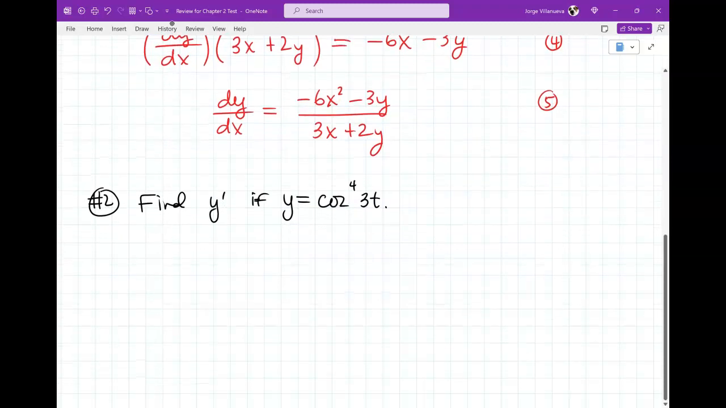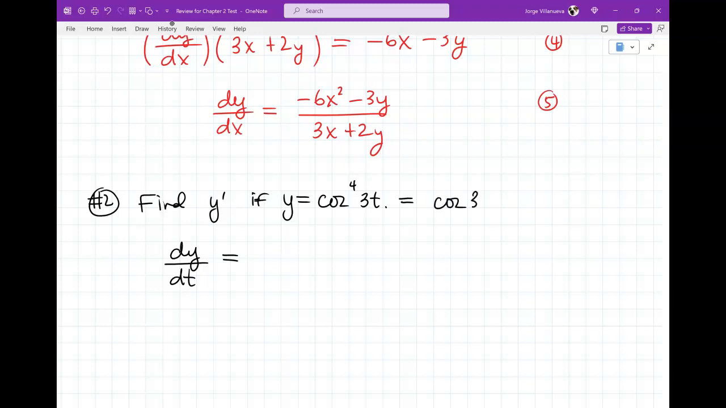So y prime means the derivative of y, right? So I'm going to do dy dt because there's no x, right? Normally I do dx if it was in terms of x, but this is in terms of t. So it's going to be dy dt. All right. Cosine to the fourth of 3t. If you want to write it out differently, you can also write it like this: cosine of 3t to the fourth power. You don't have to do that, but I'm just trying to make it a little more obvious that you have a power on the outside. That's the overarching function, is your fourth power. Okay? And then inside of that is your cosine function, and inside of that is a linear function of 3t.